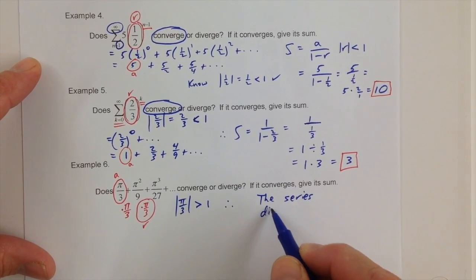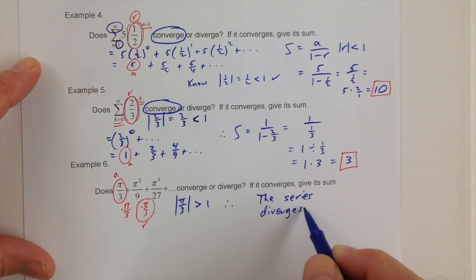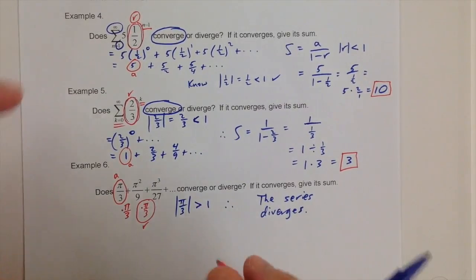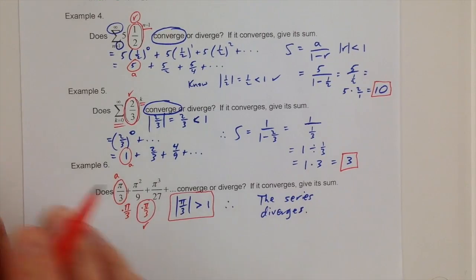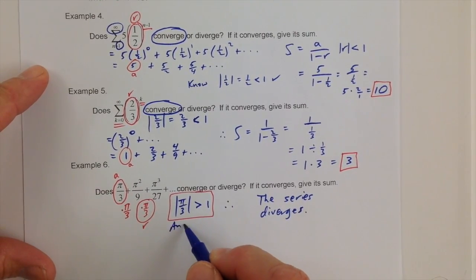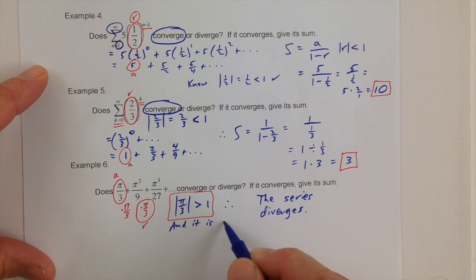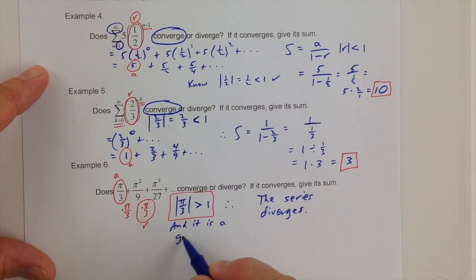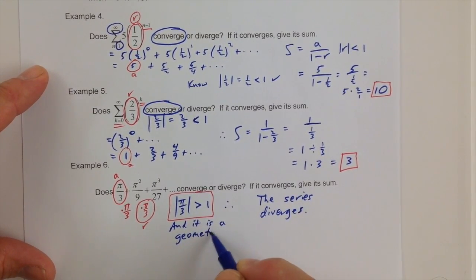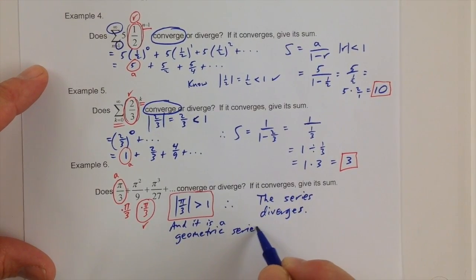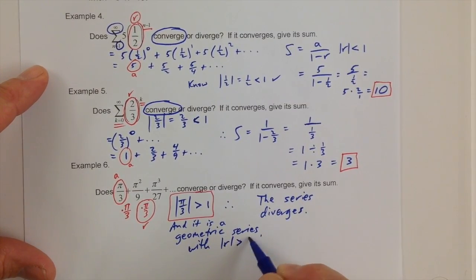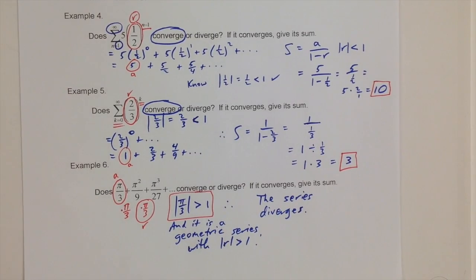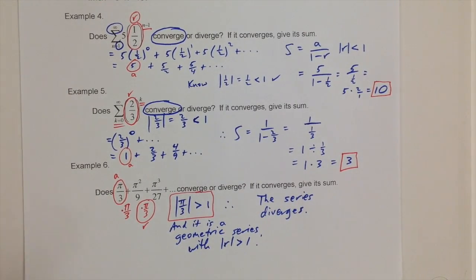diverges. And if this were an FRQ, you'd want to make sure you state this. You have to have some reason why the series diverges. You would say that it is a geometric series. You have to state that. It's a geometric series with the absolute value of r greater than 1, and so that's why it would diverge. Okay, that's it for that page.